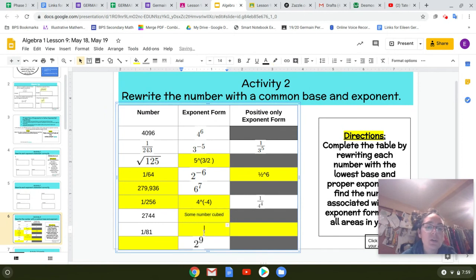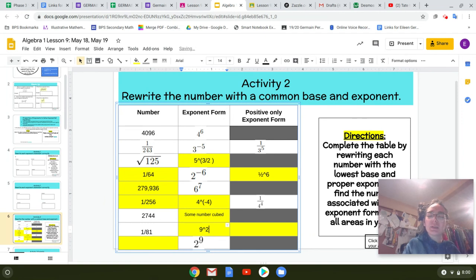Okay. So now we're looking at the last row here. Oh, geez, we have another fraction of 1 over something. So we're going to have a negative exponent here. So it's going to be what number? Geez, 81. Ooh, I love that one. That one's a perfect square. So I'm going to say to myself, what number times itself gets me 81? And it's going to be 9 to the 2nd power, right?